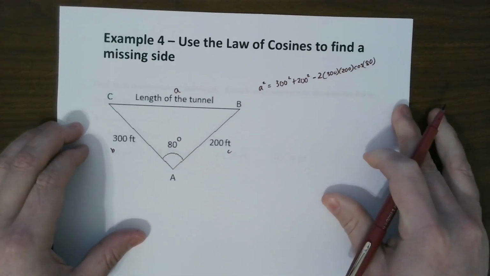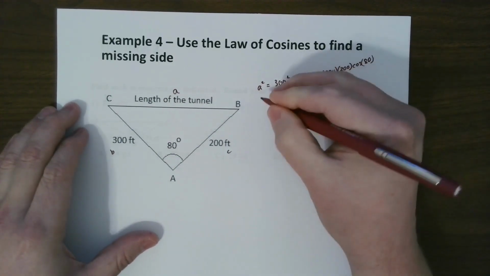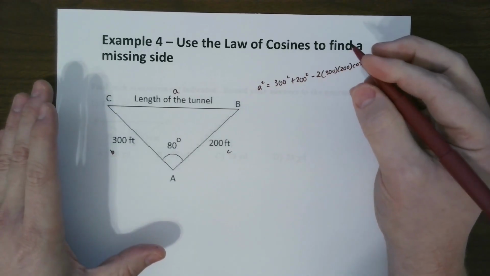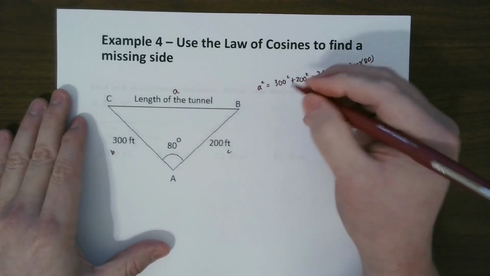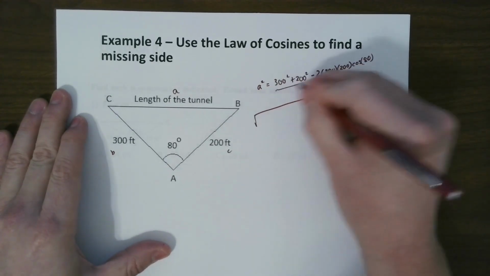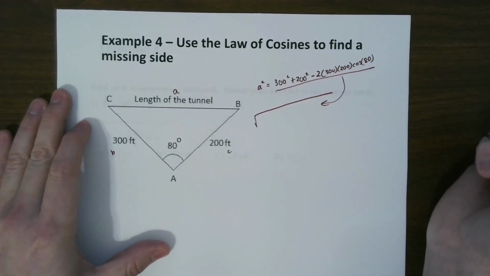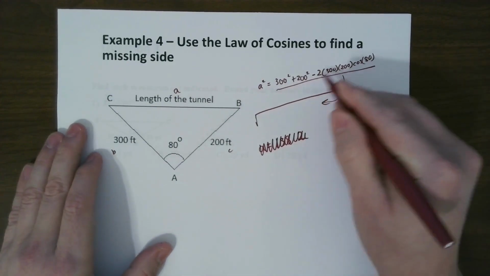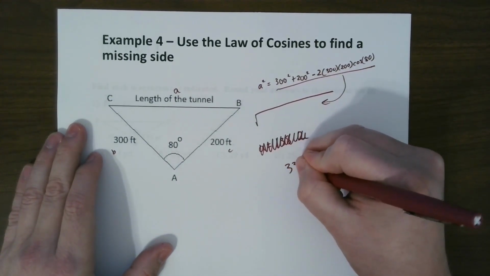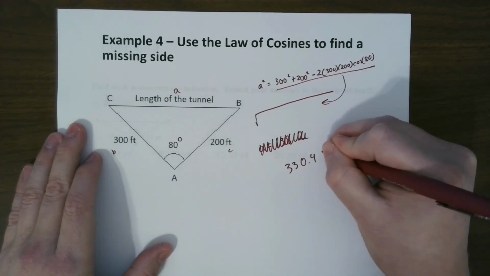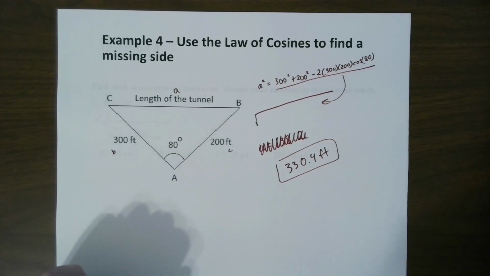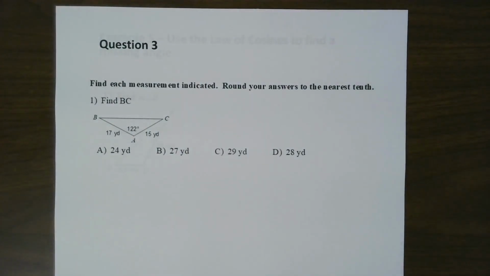So we just plug that in, and now we just plug it all in the calculator. Me personally, the way I like to plug it in, I like to put the square root button and then type all of this into it. That's what I like to do. So if you plug this all in, you get a side of 330.4 feet. What you end up with. Go ahead and try this one.